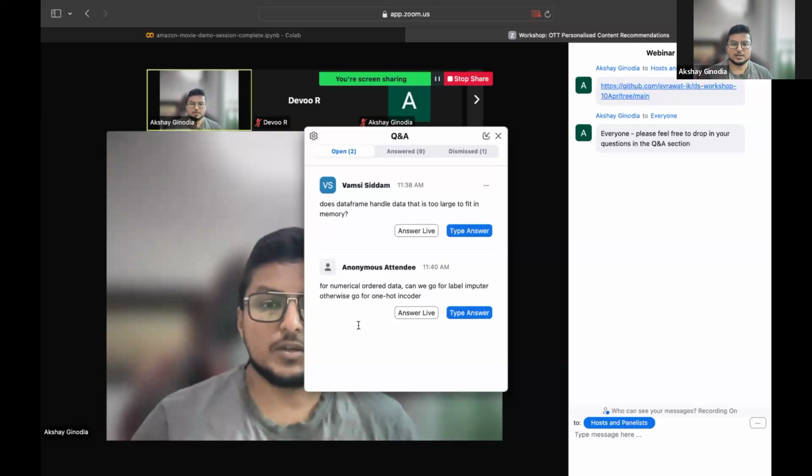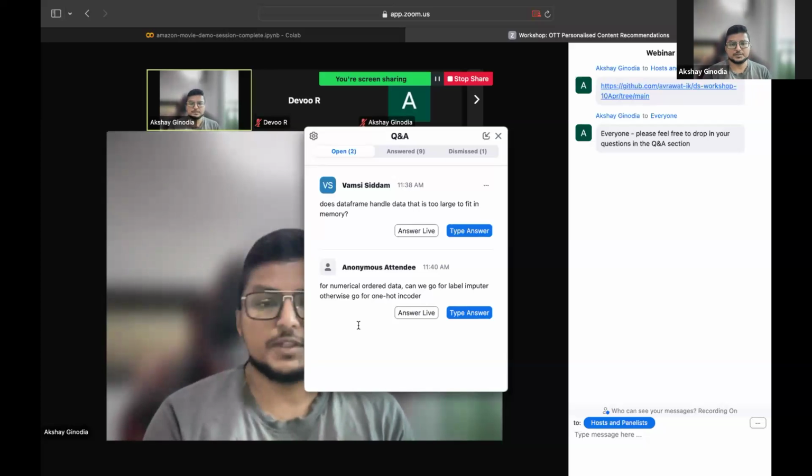Okay, for ordinal data, can we go for a label encoder, or go for a one-hot encoder? Yes, that's a good option. So I'll give you a couple of things which are even better. One-hot encoder is a good default. I would definitely say if you have 3 or 4 categories, do one-hot encoding.